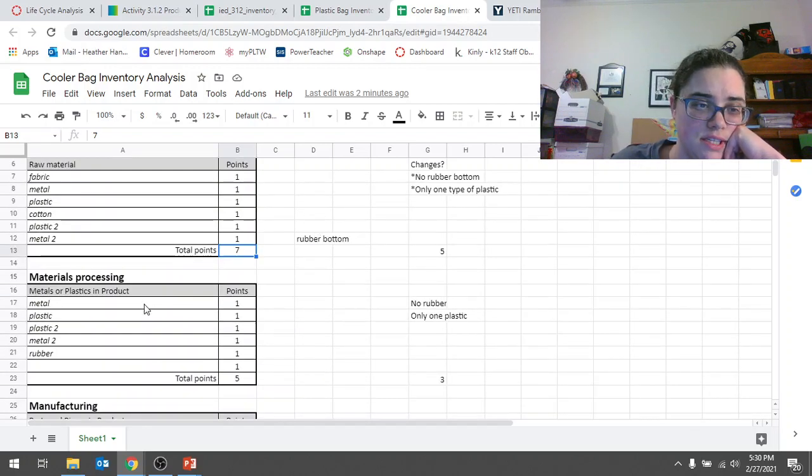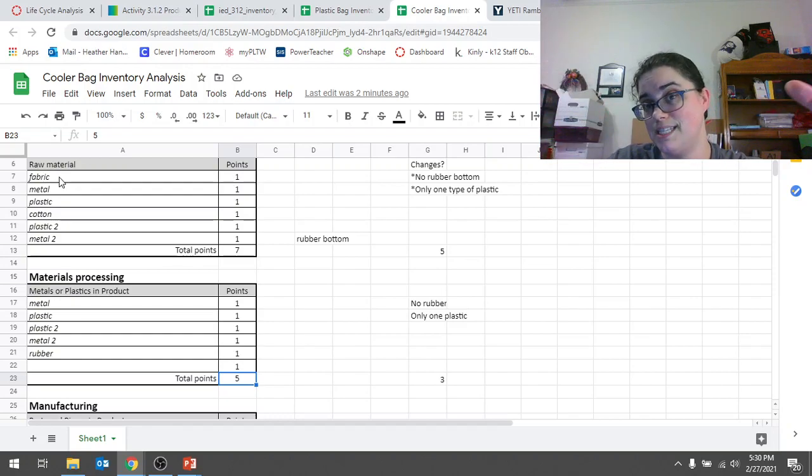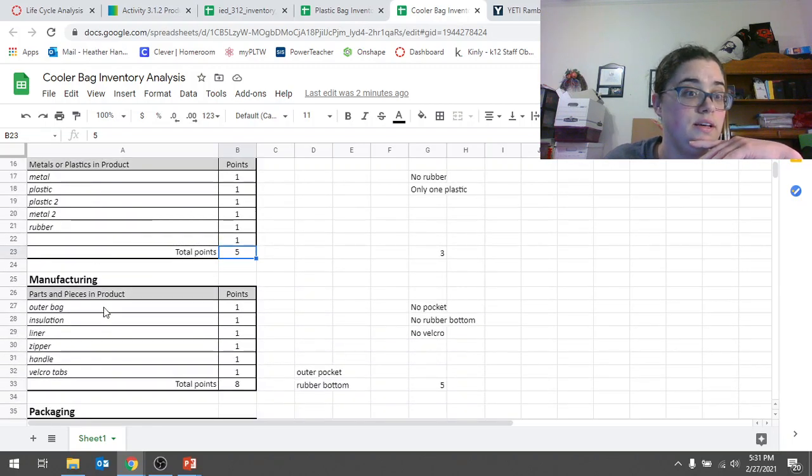My materials processing, I put all the metals and plastics and the rubbers back in there. That's 5 different materials to process. That's not counting if I have to process that fabric, because it didn't say to put fabric in the materials processing. I didn't do it. But really, fabric is processed too. I mean, it starts out as cotton or sheep's wool or some synthetic plastic that they have to then turn into a fabric through lots of processes.